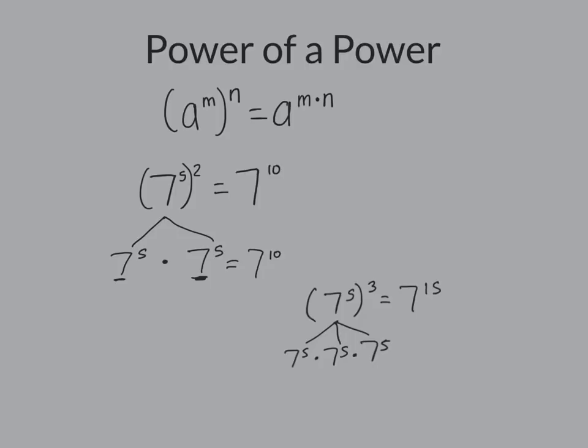And then again, the reason why this rule works is because I have 7 to the power of 5 3 times, and I know that when I multiply exponents that have the same base, I just need to add the exponents. So here I am adding this exponent of 5 3 times to get 15. So essentially I'm doing 5 times 3. So I'm multiplying these two together. And again, this is why this rule works.